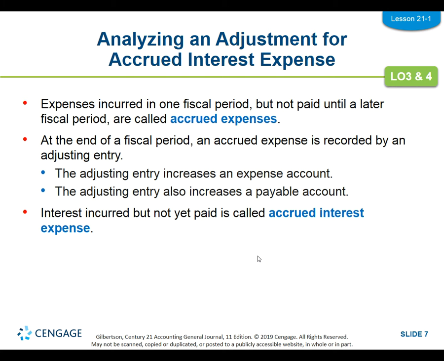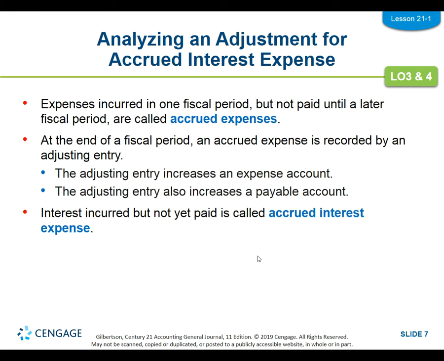Okay, looking at accrued expenses. An expense that happens in one fiscal period but is not paid until a later fiscal period is called an accrued expense, because there can be accrued income and accrued expense. At the end of a fiscal period, an accrued expense is recorded by an adjusting entry. That adjusting entry increases the expense account, and so you're recording the expense in the proper period, but you're not paying the money until the next fiscal period.